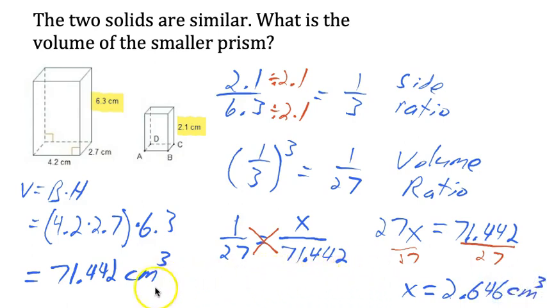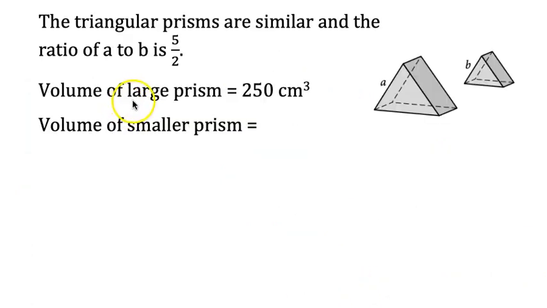So if the volume of the larger prism is 71.442 cubic centimeters, then the volume of the smaller prism is 2.646 cubic centimeters, because the volume of the smaller prism was 27 times smaller than the volume of the larger prism. Here we're told that we have similar prisms again, and this time the ratio of A to B is 5 to 2, and that's a side ratio.